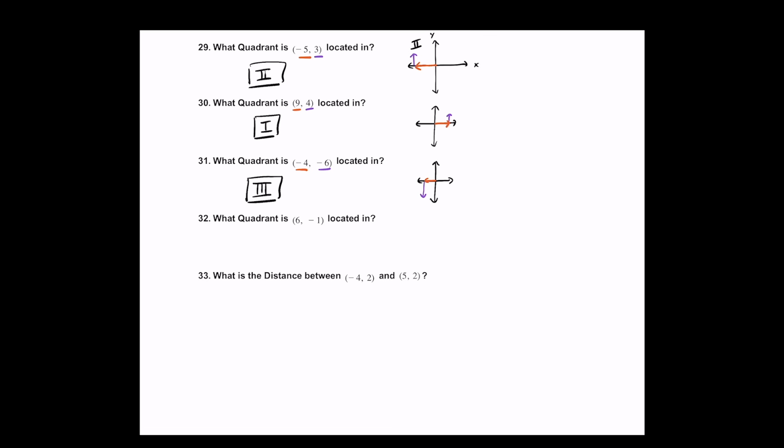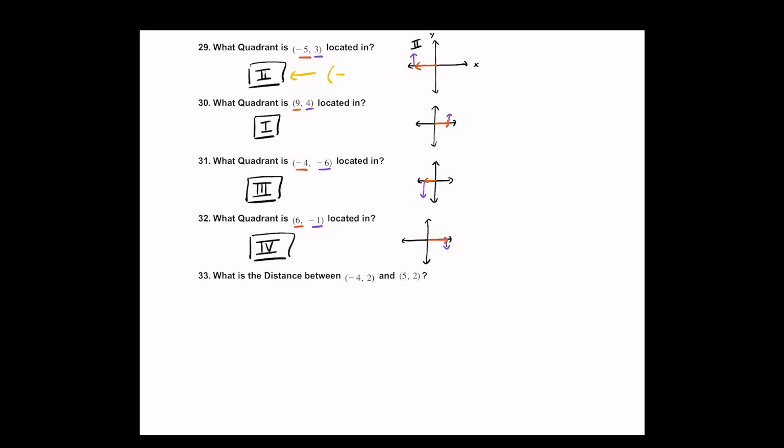Okay, let's take a look at 32. Here's our x-axis and here's our y-axis. If we have this positive 6, that means we move 6 units to the right. And if we have this negative 1, that means we're going to move 1 unit down. This location would be in quadrant 4.